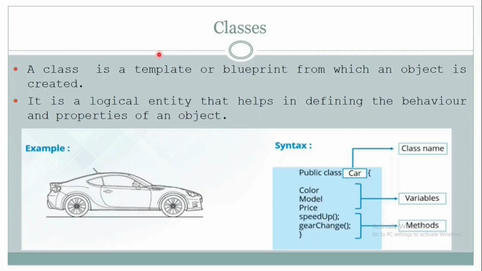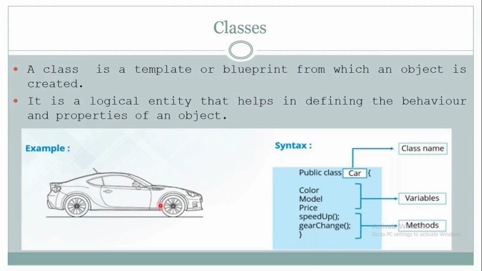Let us begin with the concept of class. Class is a fundamental concept of object-oriented programming. Let us look into the definition of class. A class is a template or blueprint from which an object is created. It is a logical entity that helps in defining the behavior and properties of an object. When I say it's a template or a blueprint, I can also say it's a skeletal structure of an object. Let me consider an example of a class Car here.